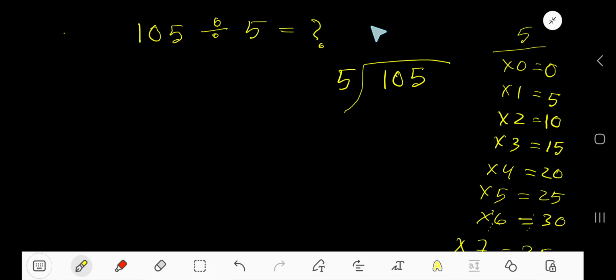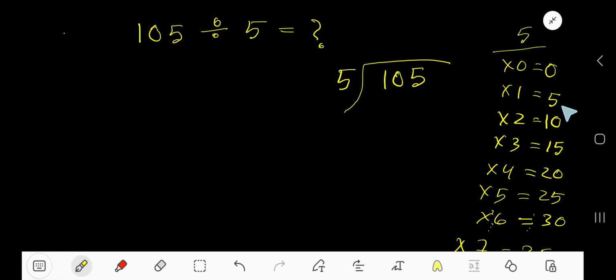105 divided by 5. Here 5 is a divisor, so we need the multiplication table of 5. 5 times 0, 0; 5 times 1, 5; 5 times 2, 10; 5 times 3, 15; 5 times 4, 20; 5 times 5, 25. To find the multiplication table of 5, just add 5 to the previous step.